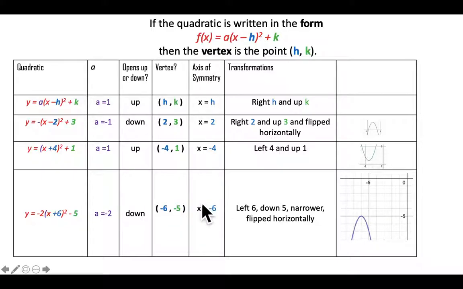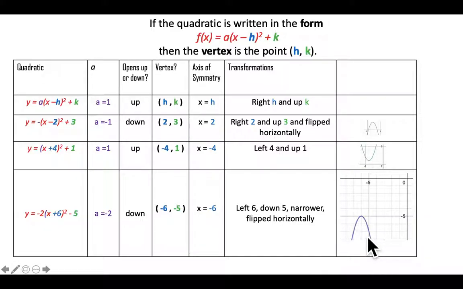The axis of symmetry, again, is equal to the x term of the vertex. The transformations on this one, there are 4. This will move left 6. It will move down 5. It will get narrower because of the 2 value, and it will be flipped horizontally, or it will frown. So it will look like it looks in this image.